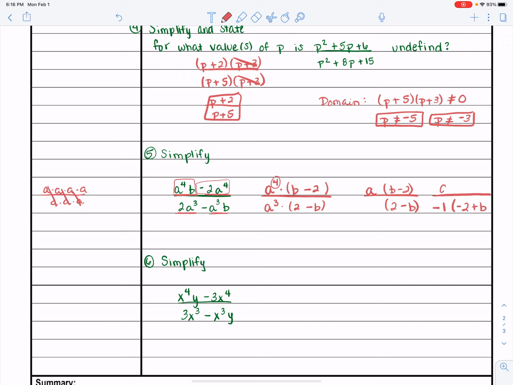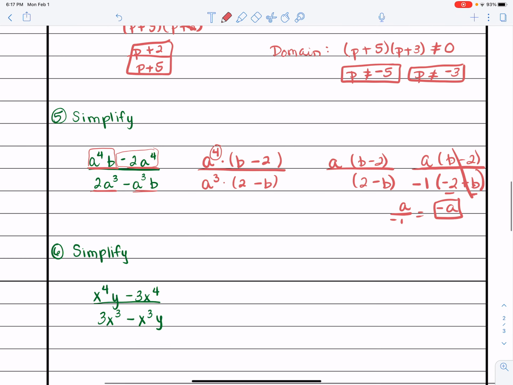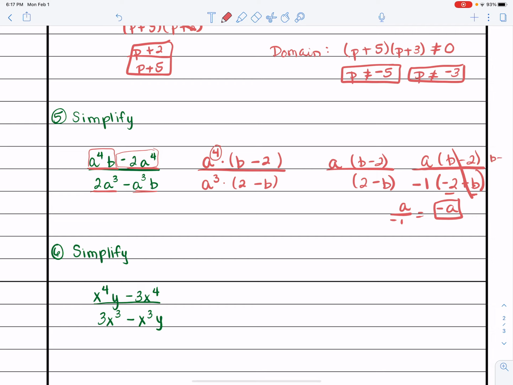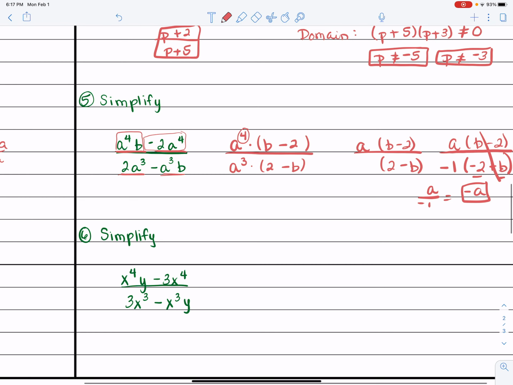If I took a negative 1 out, now I have a positive b and a minus 2, a positive b and a minus 2. Even though they're written in a different order, it's the exact same situation. So I can say that those have canceled out. And what I have left is an a divided by negative 1, which is negative a. It might be helpful for you to see this written in the other order. So this is really b minus 2 over negative 2 plus b, which can be rewritten as b minus 2. That's why I said that they're really the same, just in a different order. So I have negative a as my simplified expression.